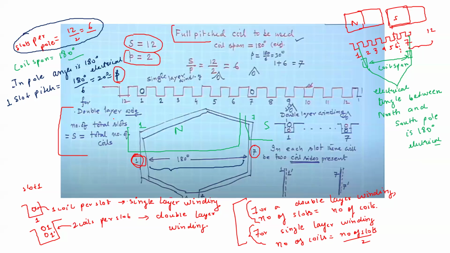Now how do we identify the coil span? For that you have to see where the conductor is placed. In this example the conductor is placed at 1, and the other coil end is placed at 7, so there are 6 slots in between. For 6 slots, what will be the angle? Coil span is equal to the number of slots between.